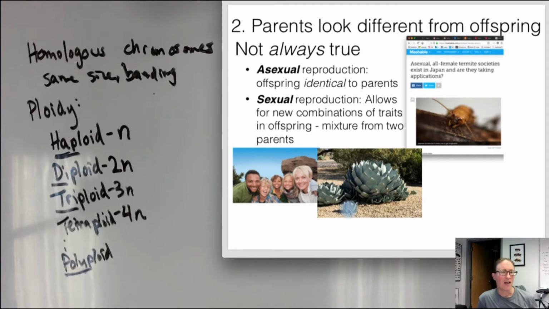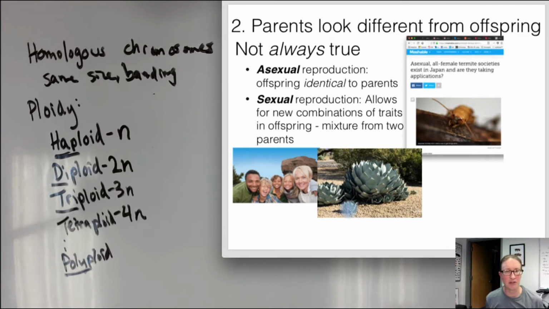But then for organisms that reproduce sexually, a big part of what sexual reproduction accomplishes is that it allows for new combinations of traits in offspring that are a mixture from 2 parents.